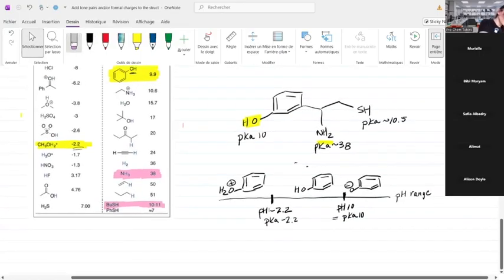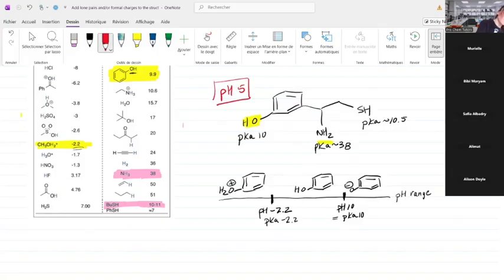So now the question asks you at pH 5. Now I want you to go in your pH range and locate pH 5. It's going to be between minus 2.2 and 10. So this means that the major species will be where you will just have the OH. All right. So this is one part of the question.